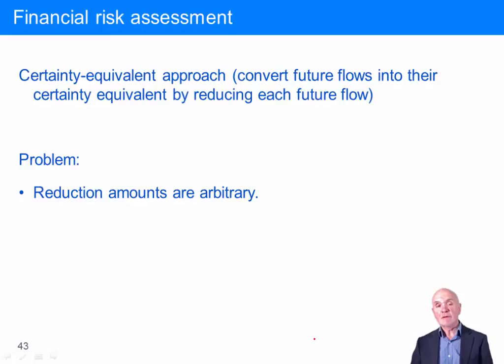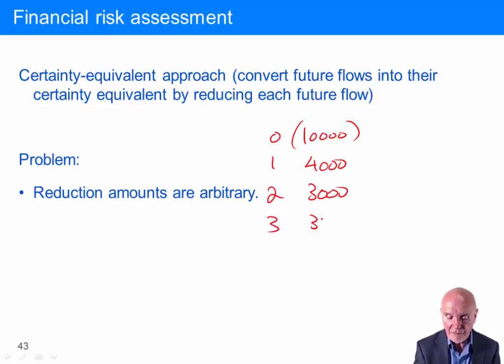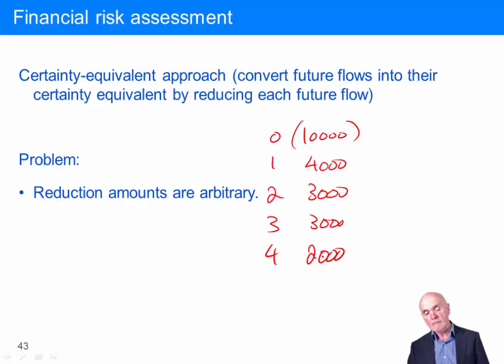Next we have certainty equivalent, which is where you convert your future flows into what's called a certainty equivalent here. So let's say we had a very simple little project. At time 0 we had 10,000 going out. Let's say time 1 we had 4,000 coming in. Time 2 maybe 3,000 coming in. Time 3 maybe let's go another 3,000. Time 4, let's say 2,000. And maybe let's put another one, 5.